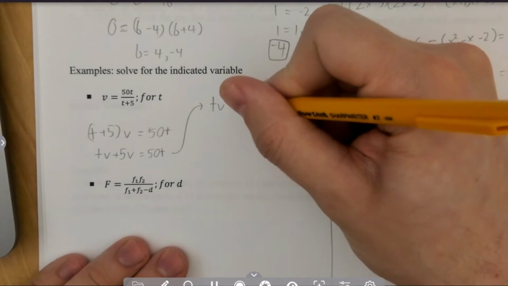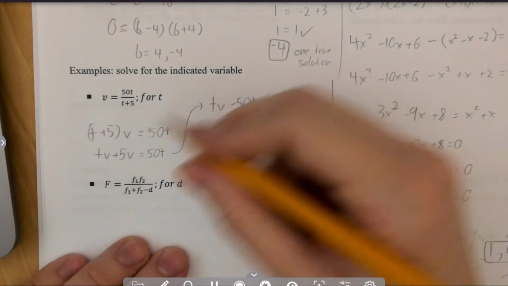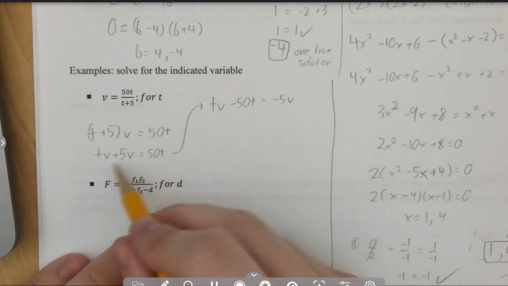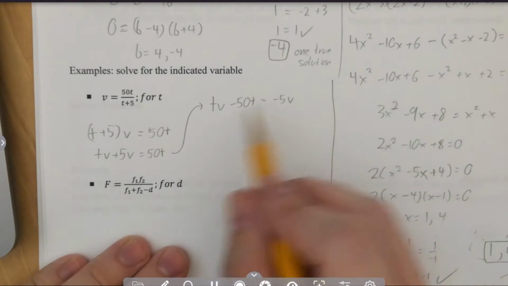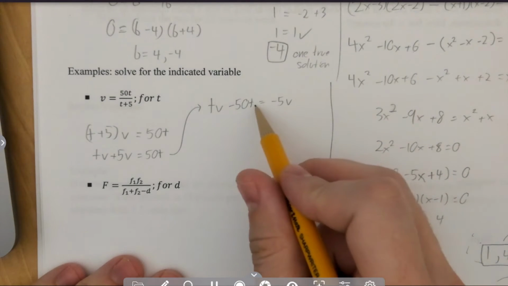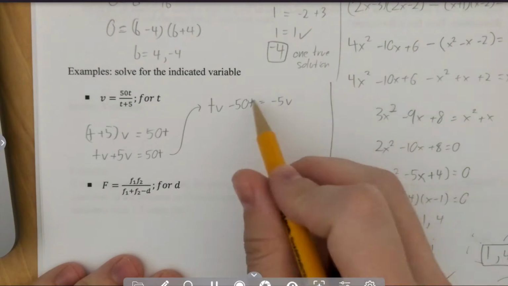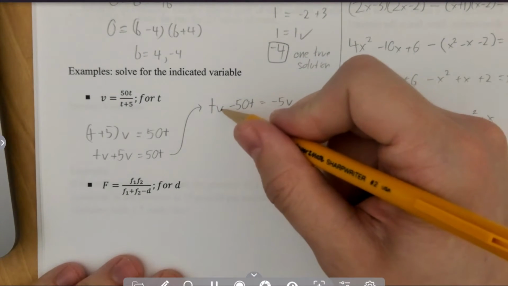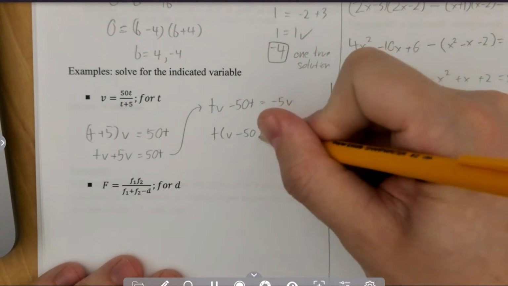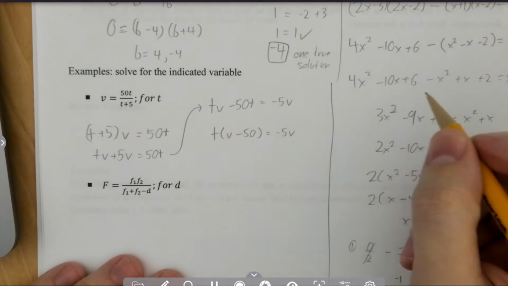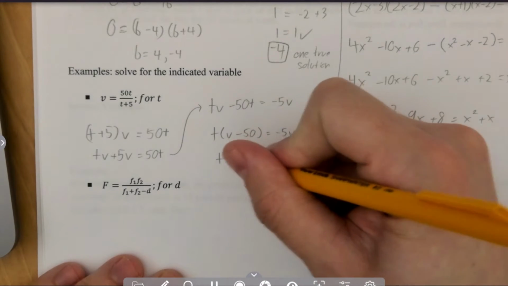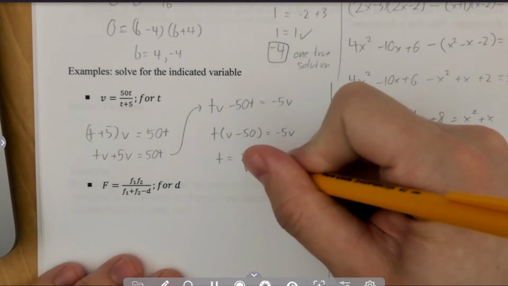What I'm doing when I subtract 50t from the left-hand side and subtract 5v from the right-hand side is really subtracting 50t from both sides and subtracting 5v from both sides, but it effectively moves it to the other side. What that does for me is put all the t's on one side of the equal sign. The idea is t is multiplying v, and t is multiplying negative 50, so why not distribute it out? When I do that, I just have t times all this stuff, and if I want to get t by itself, I just have to divide by all that stuff.